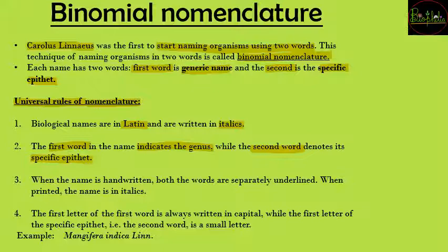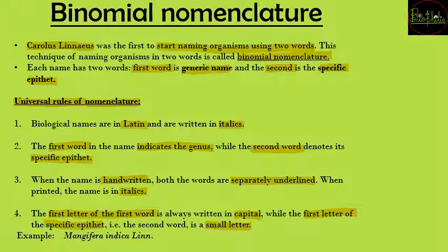थर्ड रूल होता है कि अगर आप कोई भी साइंटिफिक नेम इफ इट इज हैंड रिटन देन दैट नीड्स टू बी underlined separately, and if you are printing those scientific names then these need to be in italics, that is they need to be in a slanted font. फोर्थ रूल है that is the first letter of the first word. फर्स्ट वर्ड कौन सा था? First word was the genus name. So genus name का first letter should always be written in capitals, and then the first letter of the species epithet needs to be written in a small letter.